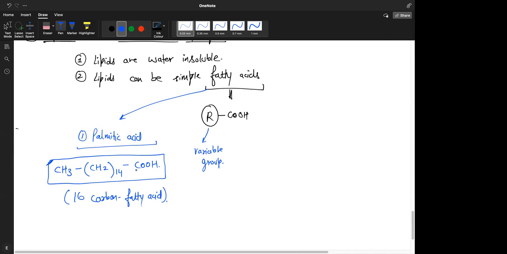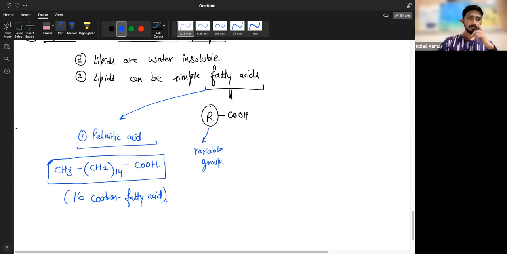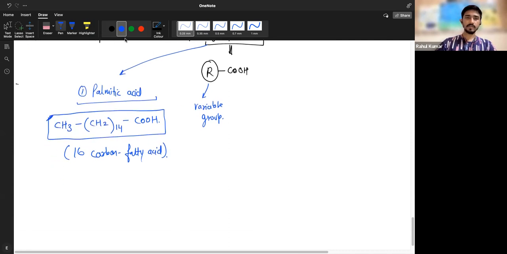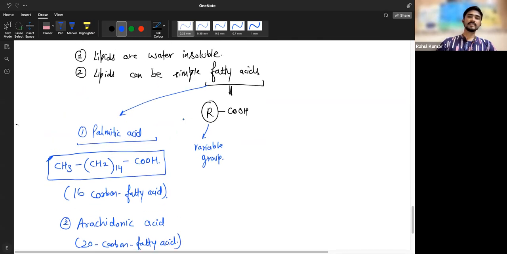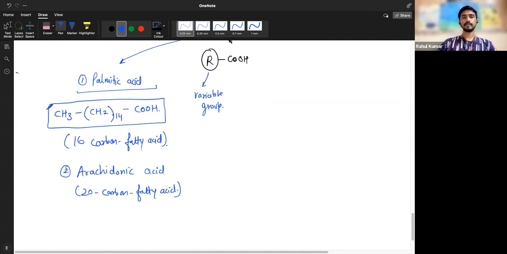Yes, sir. So this is palmitic acid. One more example which was asked was arachidonic acid. If you just write down these commonly asked ones, arachidonic acid is a 20 carbon fatty acid. So you understood that all fatty acids are a type of lipids. Yes?